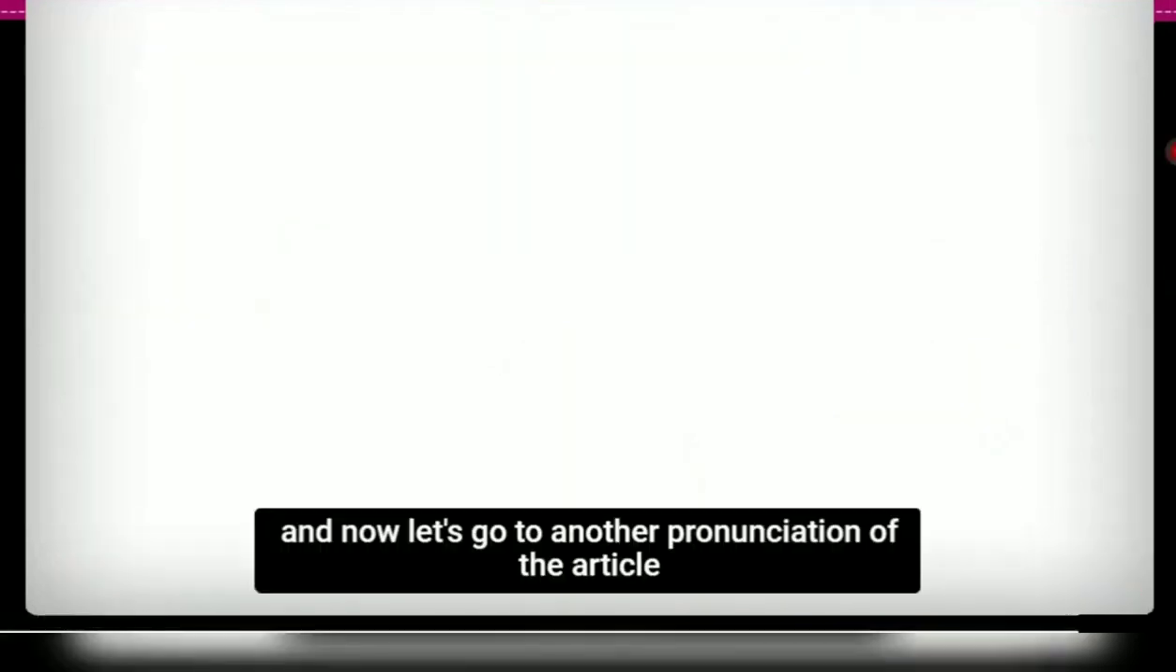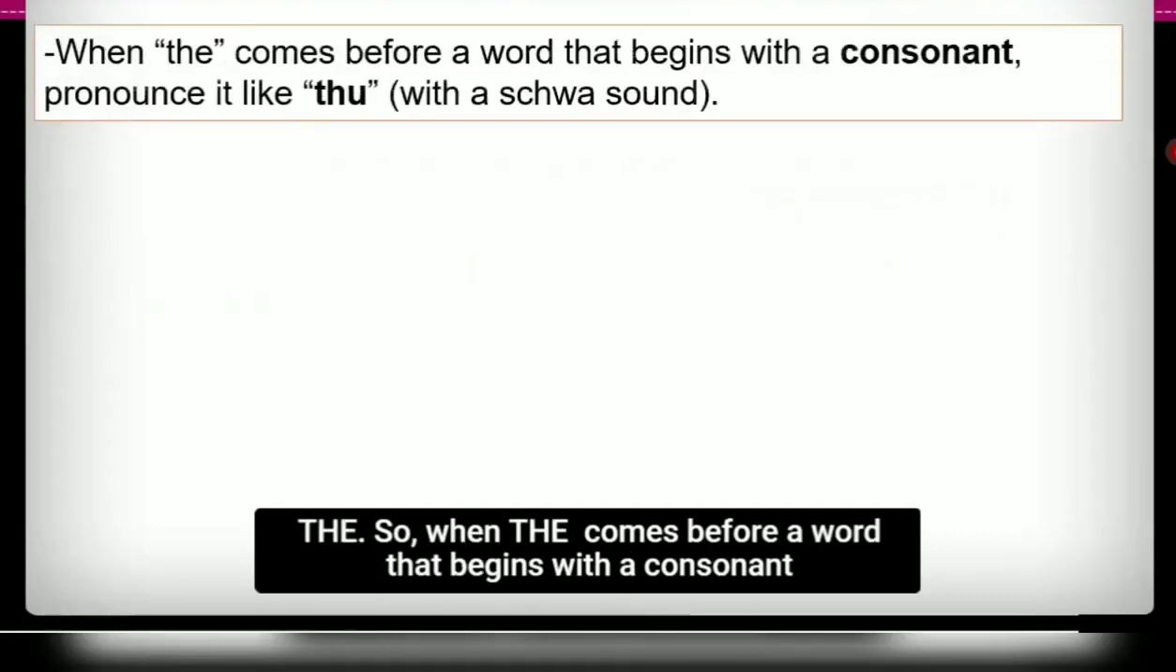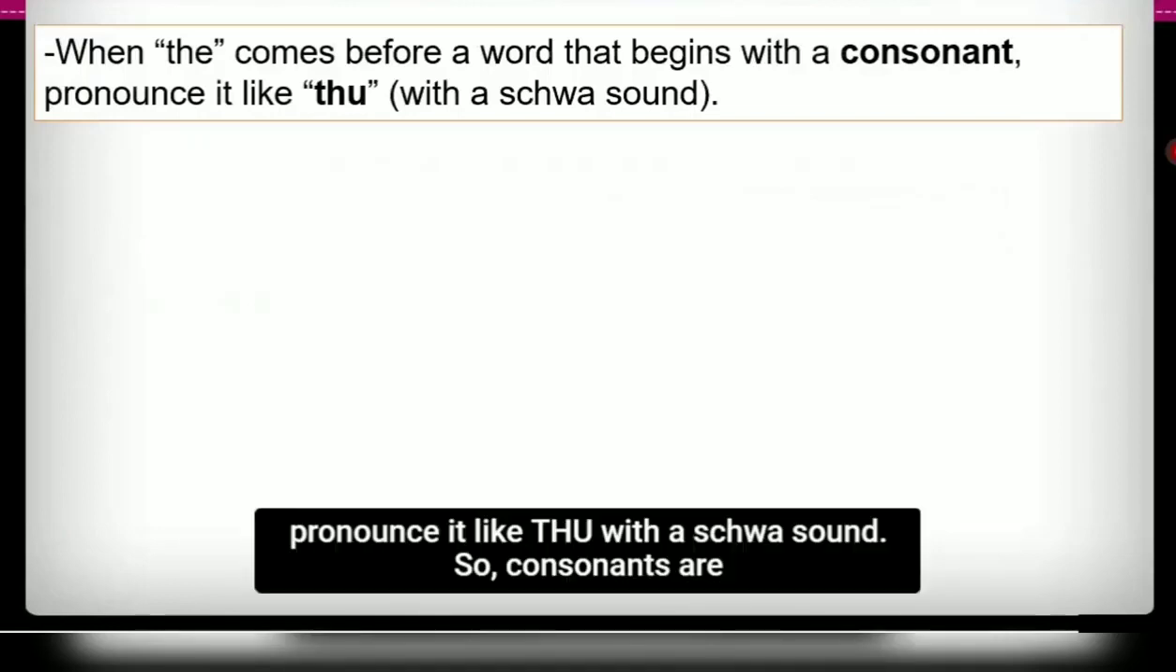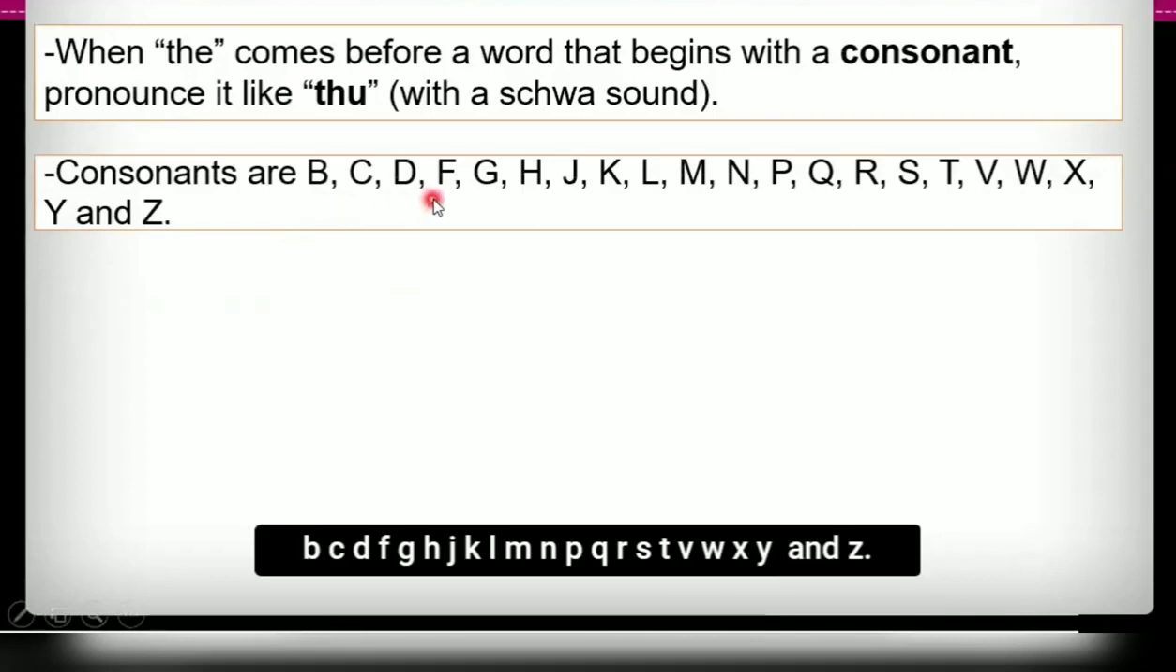Now let's go to another pronunciation of the article "the." When "the" comes before a word that begins with a consonant, pronounce it like "thuh" with a schwa sound. Consonants are B, C, D, F, G, H, J, K, L, M, N, P, Q, R, S, T, V, W, X, Y, and Z. So let's have our examples again.